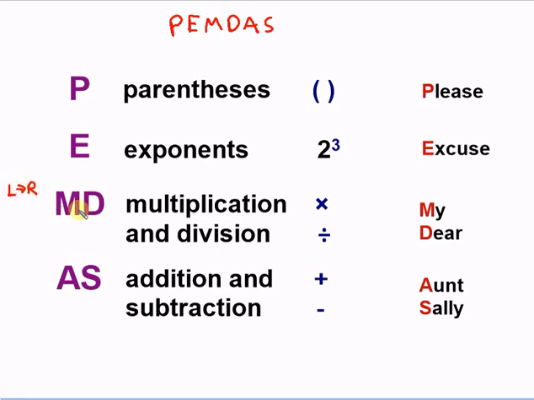So left to right. If we see multiplication on the left, we do that. If we see division on the left, we do that. Whichever one comes first on the left, we do them left to right. And then the same thing with AS, addition and subtraction. Those are also done left to right. So if we see addition first, then we do addition first. If we see subtraction first, we do subtraction first. They're at the same level.